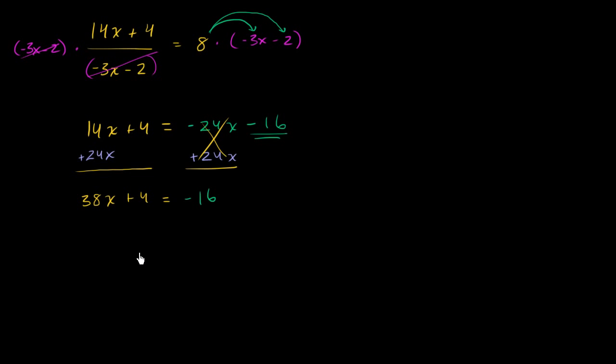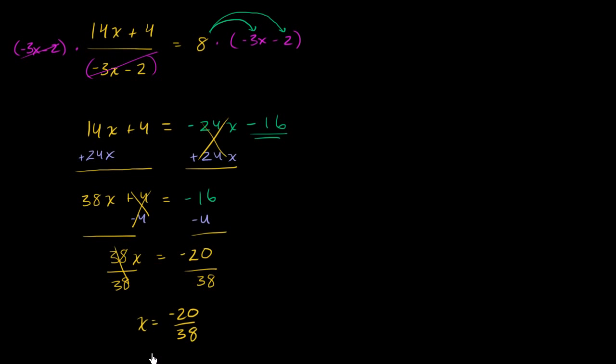Now we just have to get rid of this 4 here. Let's subtract that 4 from both sides. And this is the home stretch now, we are left with 38x is equal to -16 - 4, which is -20. And so we can divide both sides of this equation by 38. And we are left with x is equal to -20 over 38, which can be simplified further.